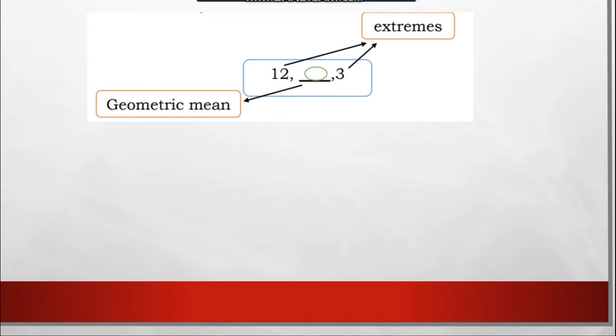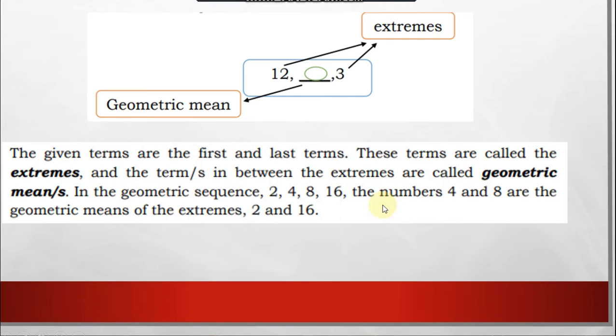In this sequence, as you observe, we have 12 and 3 as our extremes. And when we say geometric mean, it is in between the extremes. So the given terms are the first and the last terms. These terms are called the extremes. And the term or terms in between the extremes are called geometric mean, or geometric means if there are many of them. So say in the geometric sequence 2, 4, 8, and 16, the numbers 4 and 8 here are the geometric means, while 2 and 16 here are the extremes.